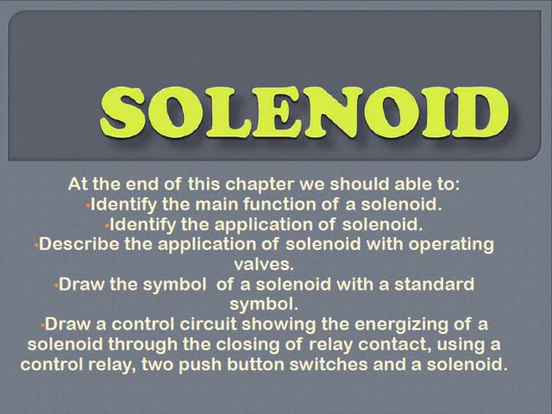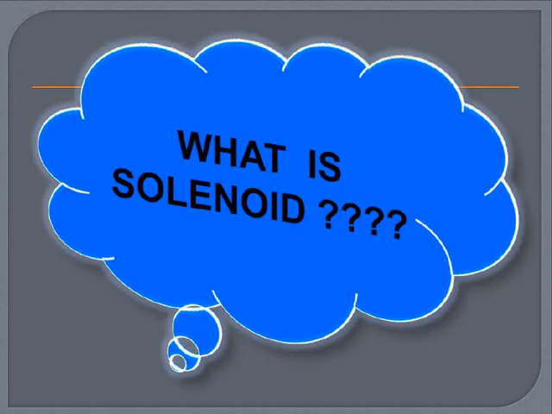and the control circuit showing the energizing of a solenoid through the closing of a relay contact using a control relay, also called CR, two push button switches and a solenoid. What is a solenoid?